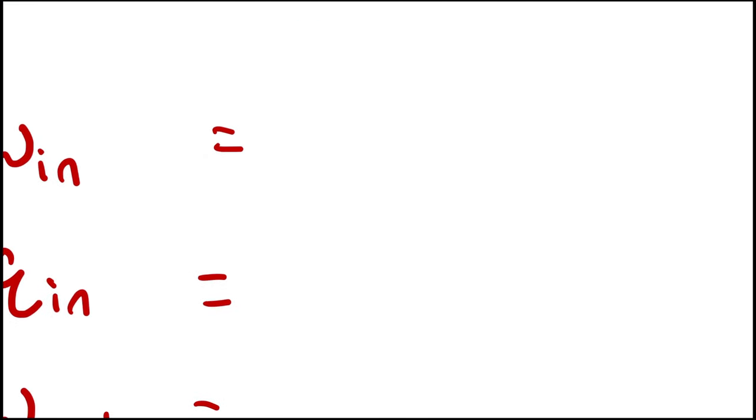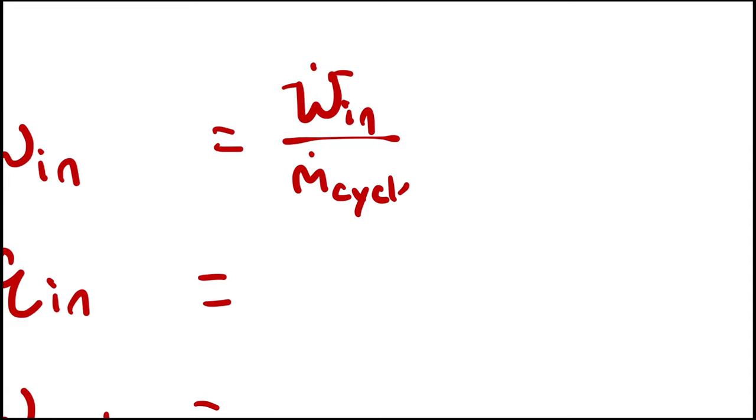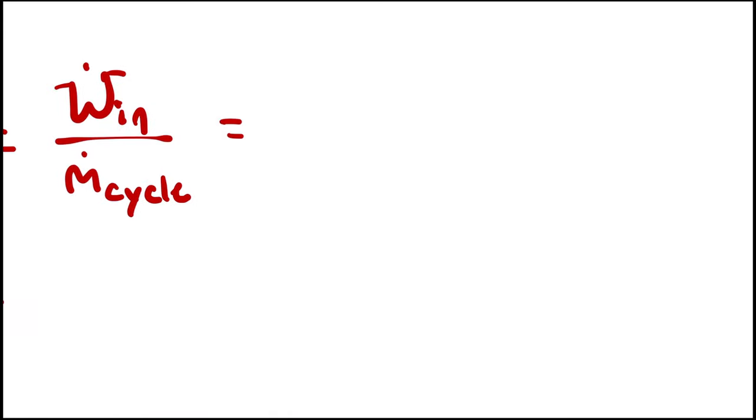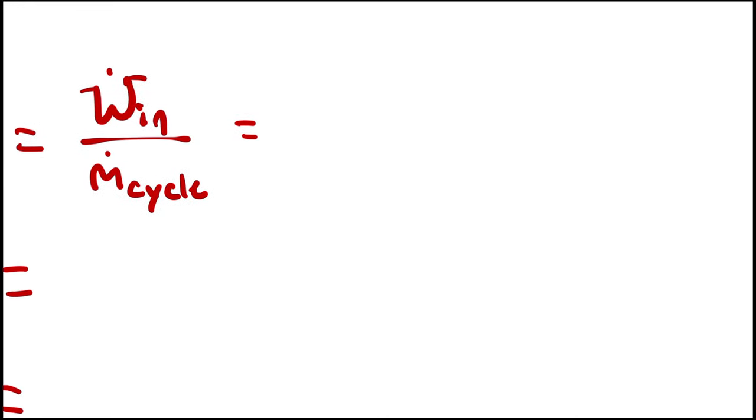We define our specific work in relative to the cycle by describing it as the power input to the cycle divided by what we call the mass flow rate through the cycle, which is the biggest mass flow rate appearing. It is the overall mass flow rate. So when the streams split and are recombined, we are describing the combined stream. The power input would be the power input to the two individual pumps.